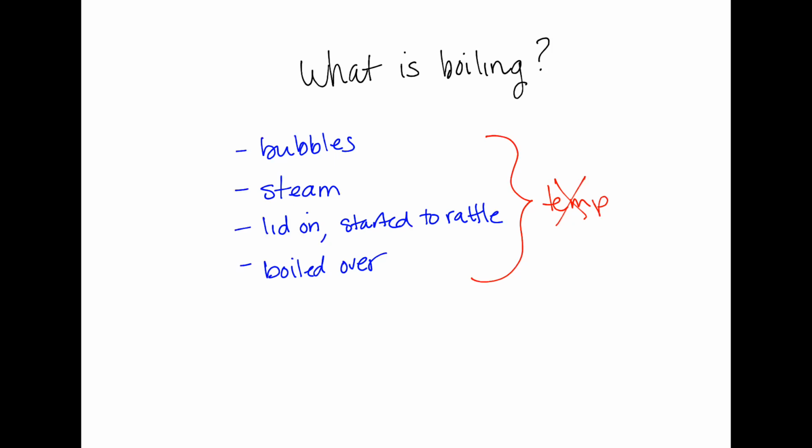Now, all of these things that we're saying, so bubbles, that's going from the liquid phase to the vapor phase. So that's just seeing molecules do that. Steam is observing a vapor. The lid's starting to rattle. That's the vapor expanding and pushing the lid out. And then boiling over again is liquid going to the vapor phase. And because vapors are less dense, it's kind of pushing the molecules all over the place and it's boiling over the top. So all these observations are really observing a vapor, observing a gas.